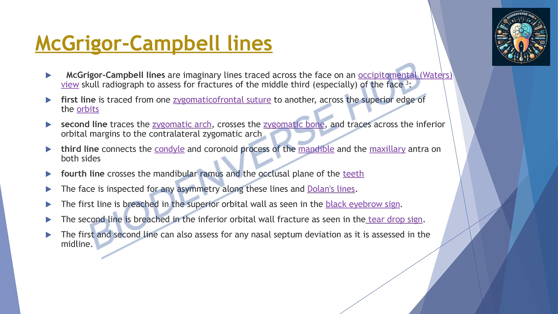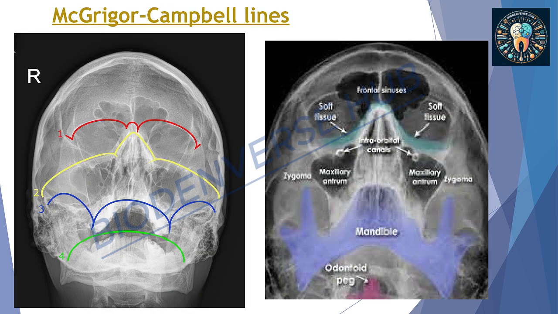You need to remember an important point here, that if the first line is breached, the break will appear due to the step deformity in the superior orbital wall as seen in the black eyebrow sign. And the second line is breached in inferior orbital wall fractures as seen in the teardrop sign. So these were the two important points you need to remember. The first and the second lines can also be used for assessment of any nasal septum deviation as it is assessed in the midline.